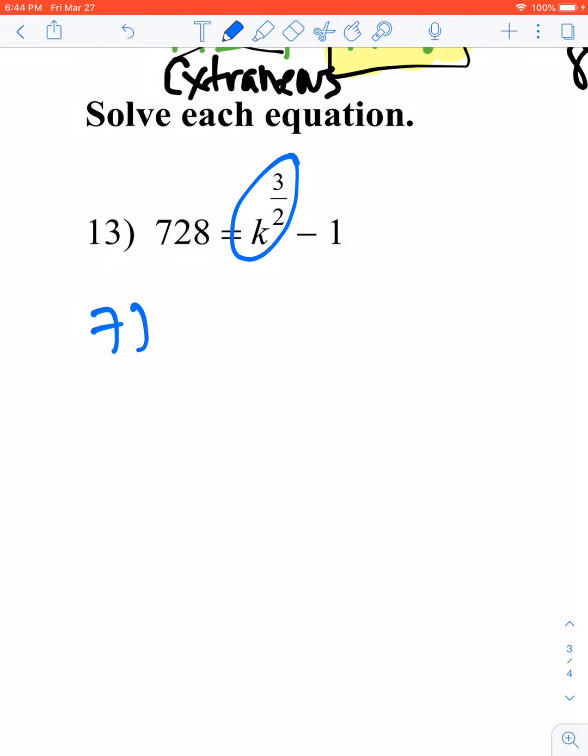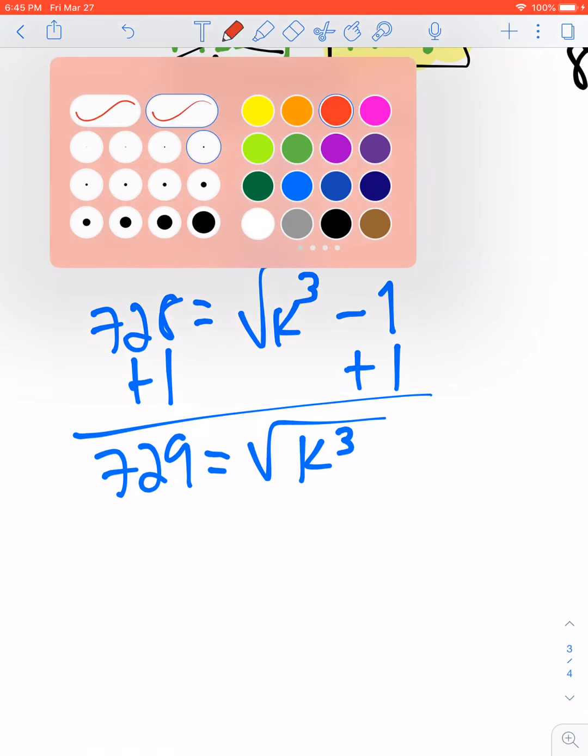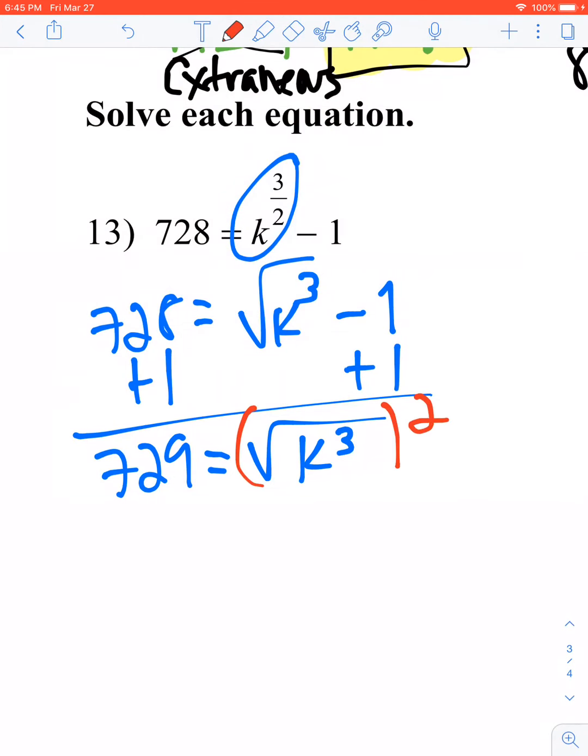All right, friends, when I look at this, this is not isolated. If you think about it, it is k to the power of 3 square rooted minus 1. So I have to add 1 to both sides, and I get 729 is equal to the square root of k to the third. So what do we do to undo it? I square both sides.